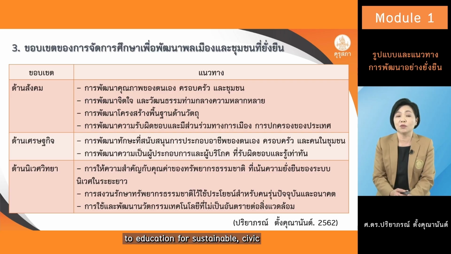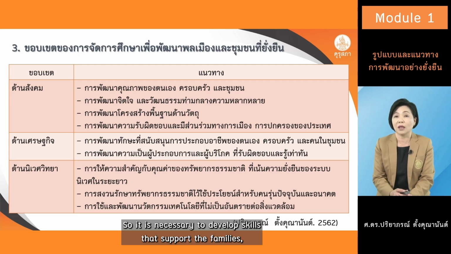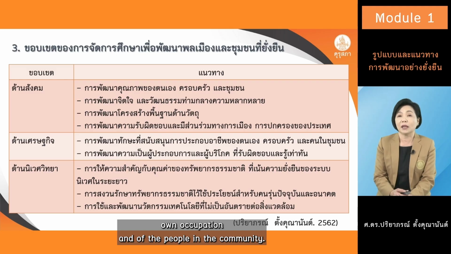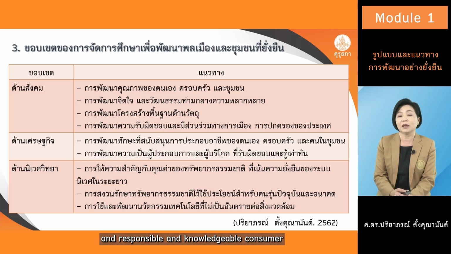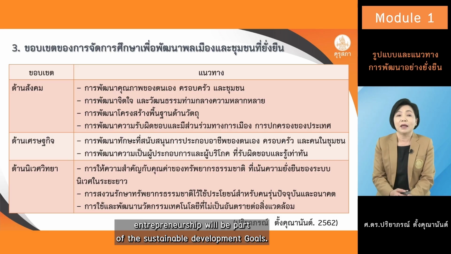In scope 2, education for sustainable civic and community development will be related to the economic sphere. So it is necessary to develop skills that support the family's own occupation and of the people in the community. They must develop entrepreneurship and be responsible and knowledgeable consumers. The development of responsible and savvy consumer entrepreneurship will be part of the sustainable development goals.